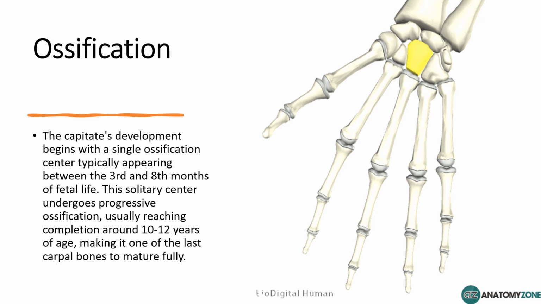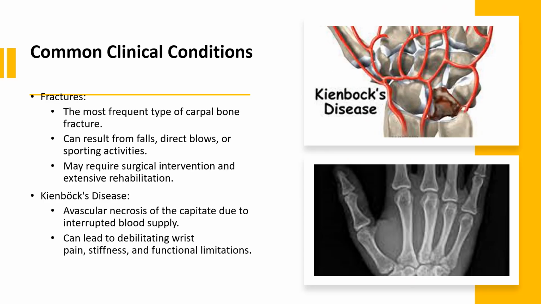When we talk about the ossification of the capitate, development begins with a single ossification center. It has only one ossification center, and it starts appearing between the third and eighth months of fetal life. The solitary center undergoes progressive ossification, usually reaching completion around 10 to 12 years of age, making it one of the last carpal bones to mature fully.